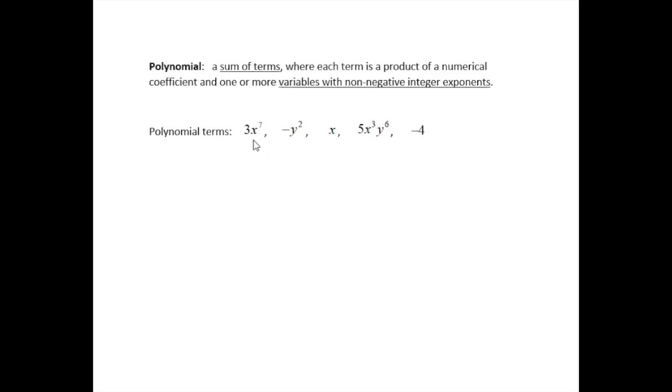The variables in each of these have non-negative integer exponents. So they have to be positive whole numbers. This third one here has an exponent of 1. And if there's no variable, that can be thought of as having an exponent of 0, which would still be a non-negative integer. Remember, anything raised to the 0 power would be equal to 1. So -4 times x to the 0 is the same as -4.